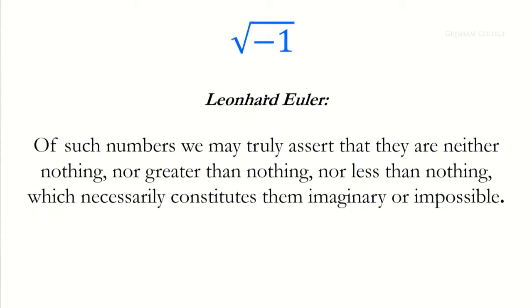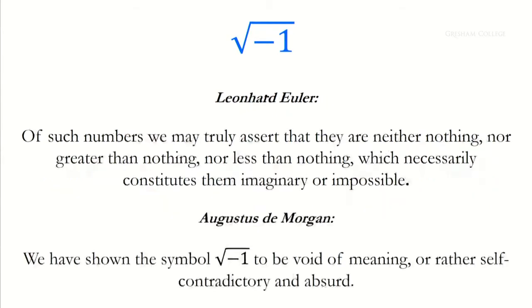And in the early 19th century, there was still a great deal of unhappiness about so-called imaginary numbers that didn't seem to exist. For example, Augustus de Morgan, Professor of Mathematics at University College London, declared that "we have shown that the symbol square root of -1 to be void of meaning, or rather self-contradictory and absurd." But however strange imaginary numbers seemed, they were of great use, for example, in solving quadratic and other equations and in other areas of mathematics.